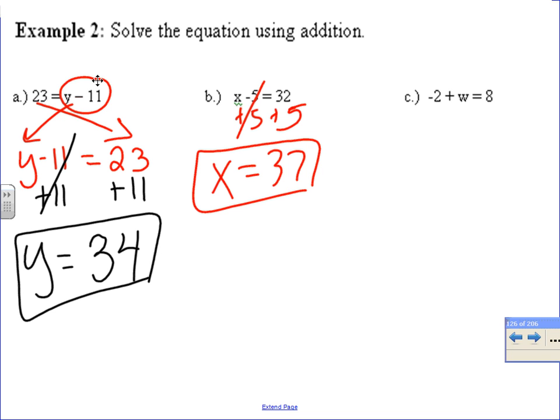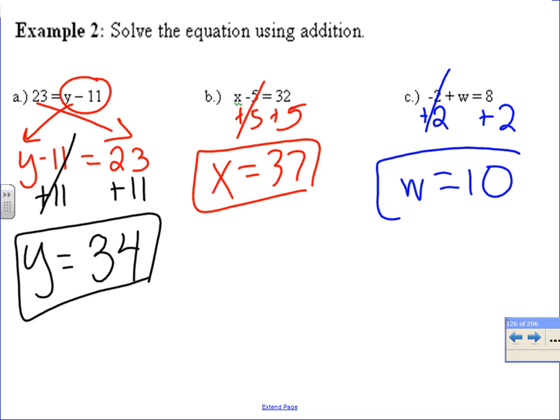Letter C. Breyer, what do we need to do first on this one? Good. Notice on C that the number comes before the variable on the left-hand side. That doesn't bother us. It's the same thing. The variable's still on the left. We don't care that the number's in front. Still the same process. Negative 2 plus 2 is 0. They cancel each other. We end up with w equals 10. So you could check by saying, is negative 2 plus 10 8? Yep. Charles?